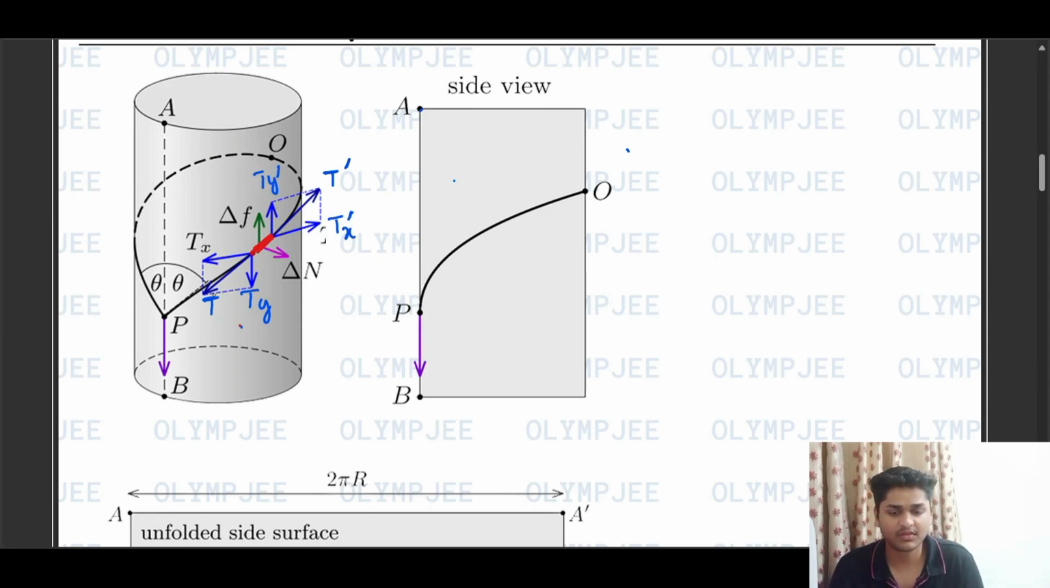Friction is acting upwards because this thread is being pulled downwards, and a normal force is acting perpendicular to the surface of the cylinder. So now, since we are asked the maximum value of this length for which it will not slide, we know that if we are asked the critical value of this length, then we need to consider the maximum frictional force acting on it, because if less frictional force is acting, then more force can be applied before it starts sliding or it breaks.